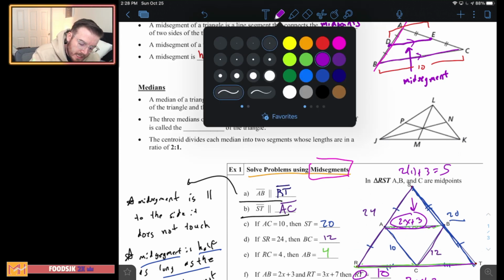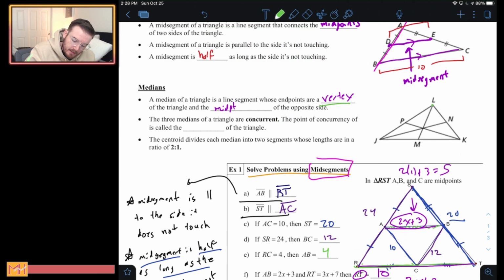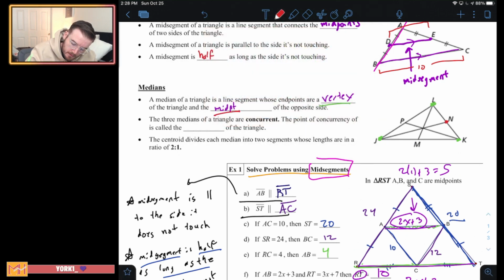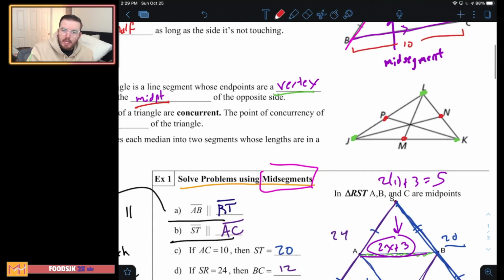So if you don't remember what a vertex is, these 3 points, the points of the triangle, right? Points J, L, and K are the vertices of the triangle. It's where the sides come together. This is a side, and where the sides come together, you have a vertex. So those are vertices, plural. So we're connecting a vertex to a midpoint. Instead of connecting a midpoint to a midpoint, we're connecting a vertex to a midpoint. And we get 3 lines that look like that.